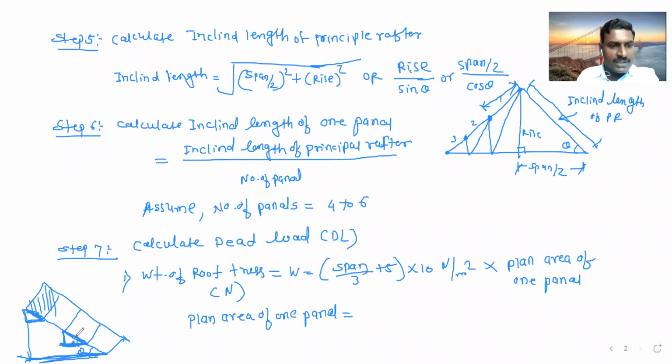So this is theta. This inclined length of one panel is known. So we have to calculate the horizontal length. Who will tell me?